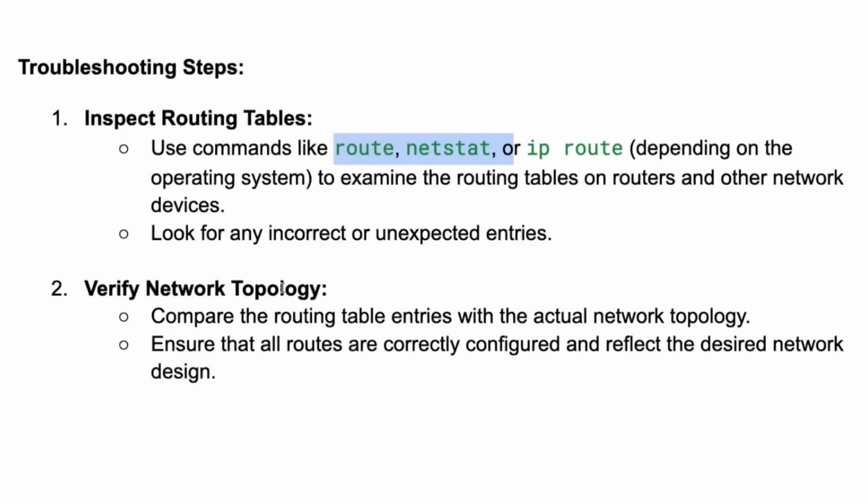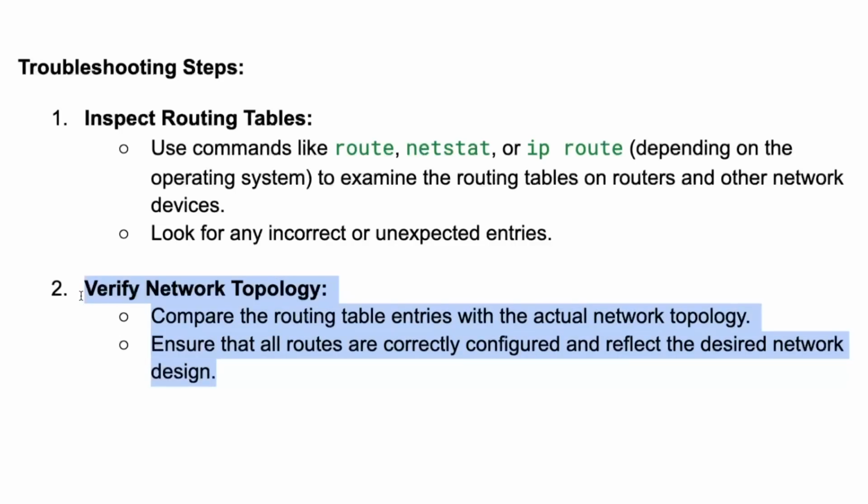Verifying the network topology. So compare the routing table entries with your actual network, the physical network topology, and ensure that all the routes are correctly configured and reflect the desired network design. So this is another element. Again, if you're looking at your network topology, that means you're looking at your local network and the way that your local network is set up.